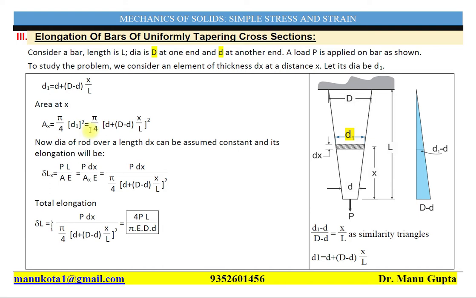So here we are going to cover a topic, elongation of bar of uniformly tapering cross section. Now we have a bar whose total length is L. Its diameter is capital D at one end and small d at the other end. Here its diameter is capital D and here its diameter is small d.